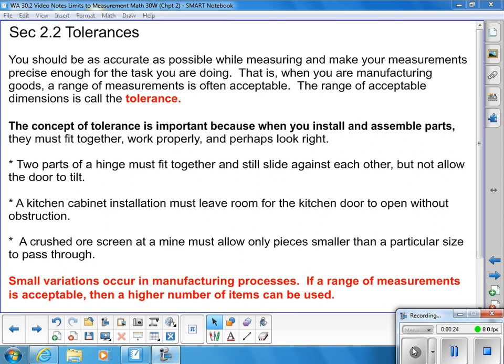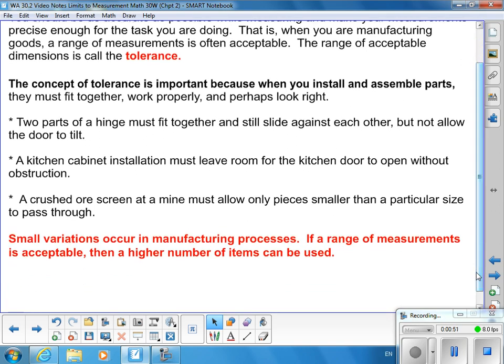The concept of tolerance is important because when you install and assemble parts, they must fit together, work properly, and perhaps look right. Here are some examples of things that you would be looking at when you're dealing with tolerance. Two parts of a hinge must fit together and can't slide against each other, otherwise the door will tilt. A kitchen cabinet installation must leave room for the kitchen door to open without obstruction. So there has to be some tolerance in there.